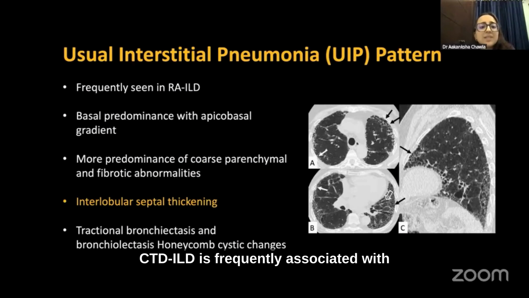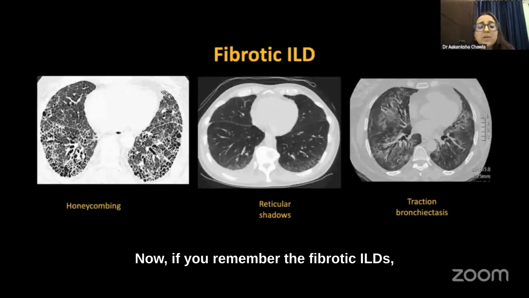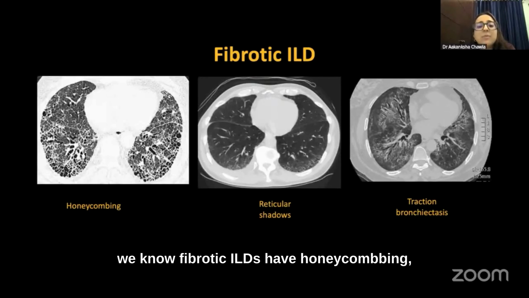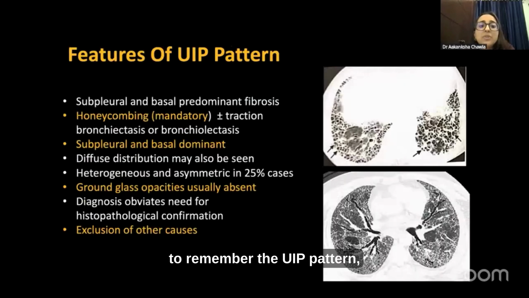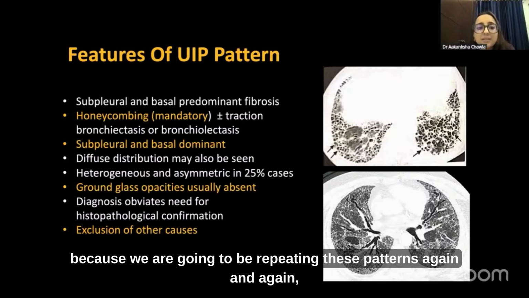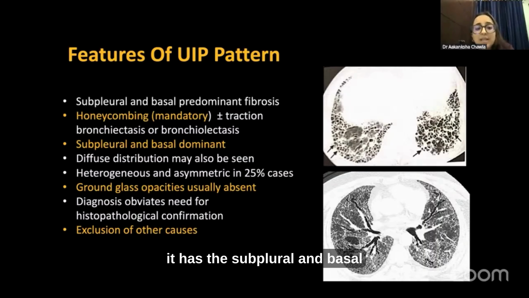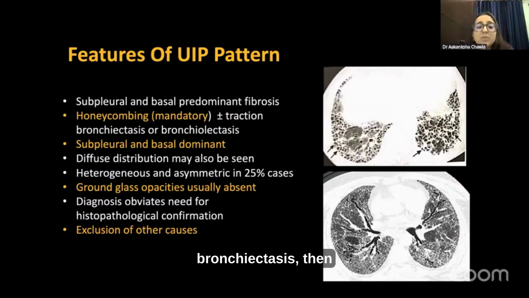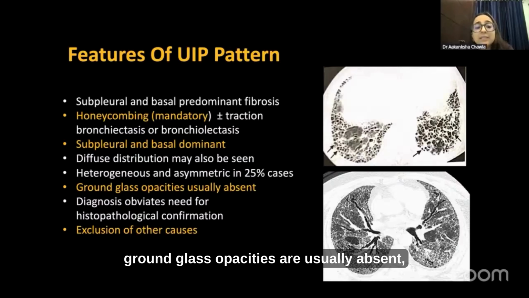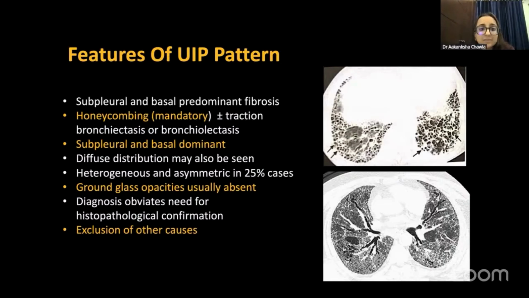CTD ILD is frequently associated with RAILD. You see interlobular septal thickening. Now, if you remember the fibrotic ILDs, we know fibrotic ILDs have honeycombing, reticular shadows, and traction bronchiectasis. So again, to remember the UIP pattern, because we are going to be repeating these patterns again and again, it has subpleural and basal predominance. Honeycombing is mandatory with or without traction bronchiectasis or bronchiectasis. Ground glass opacities are usually absent, and you need to exclude other causes. So the UIP pattern has these typical features.